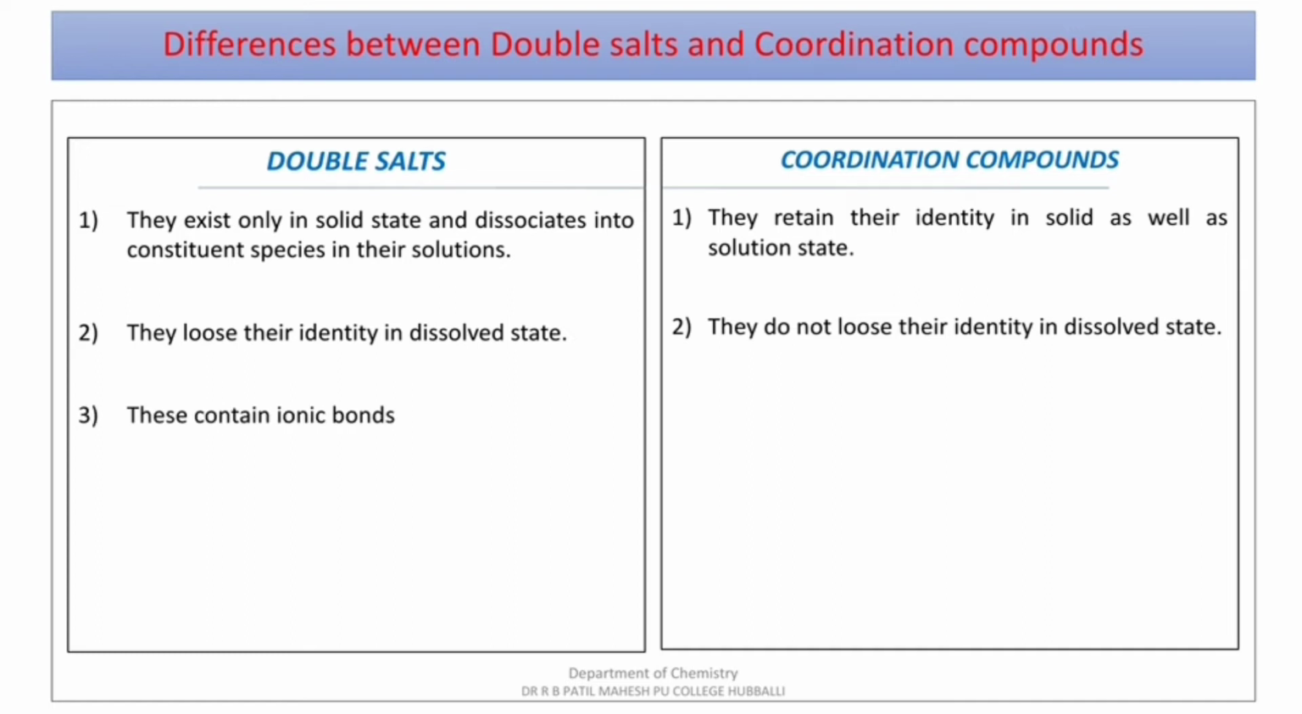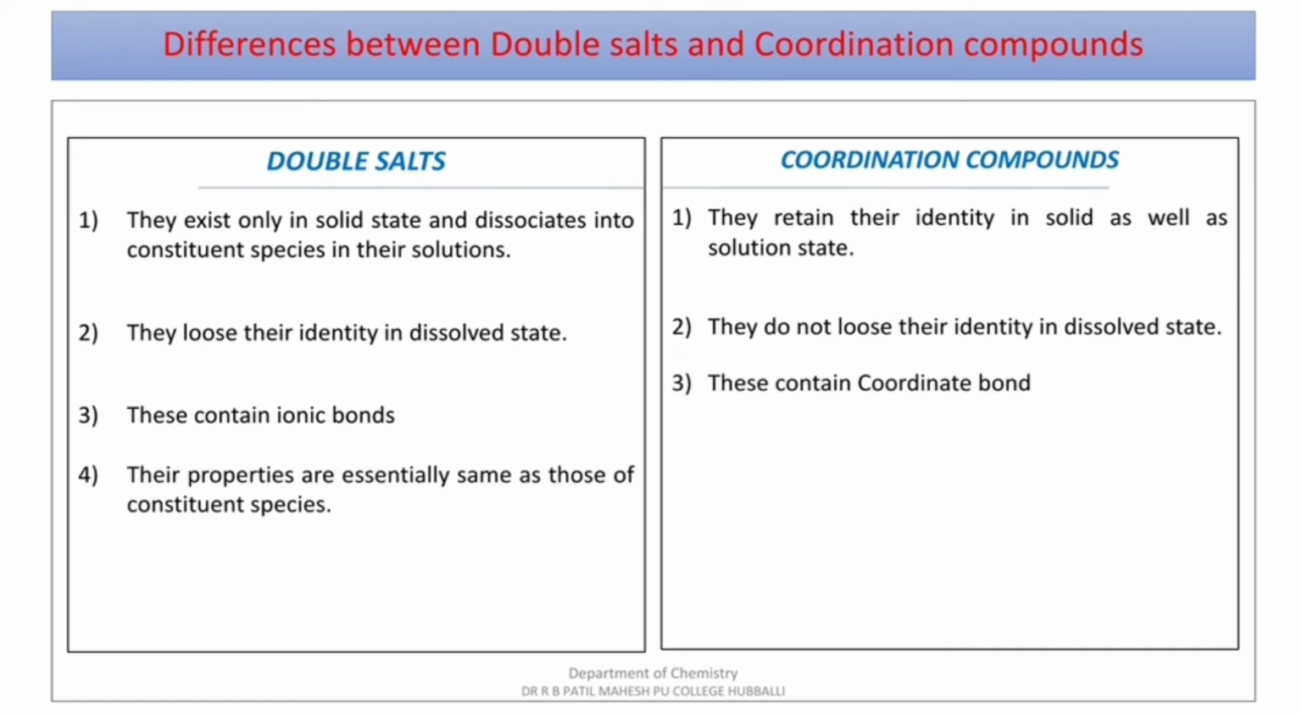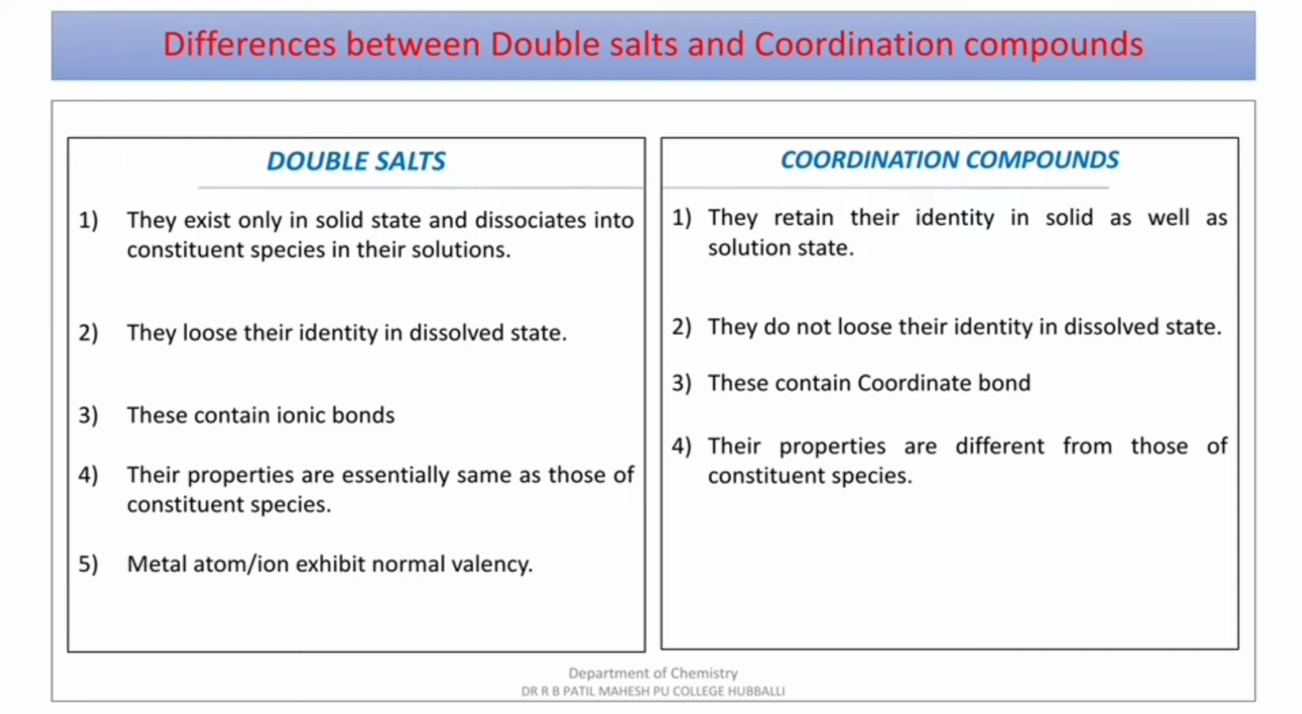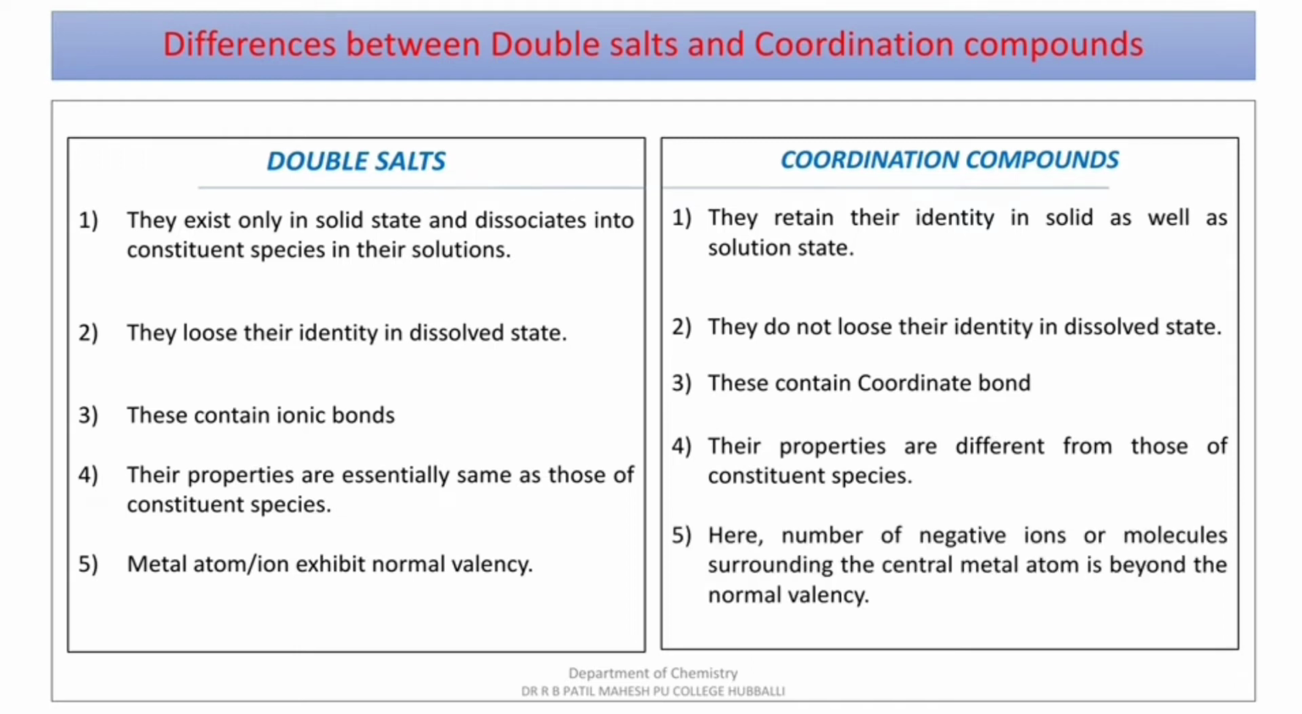Next, third one, double salts contain ionic bonds, whereas coordination compounds contain coordinate bonds. Fourth, the properties of double salts are essentially the same as those of constituent species, whereas in coordination compounds, due to the formation of complex ion, their properties are different from constituent species. Fifth one, metal atom or ion exhibits normal valency in case of double salt, as there is complete ionization, whereas coordination compounds do not show normal valency for the central metal atom, as the ions or molecules are surrounding the metal atom.